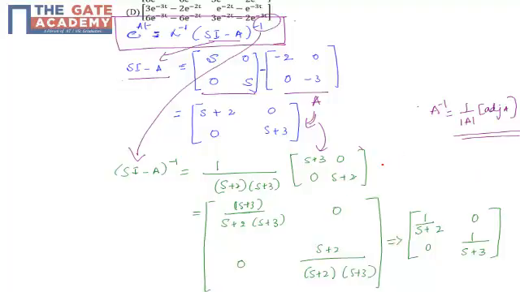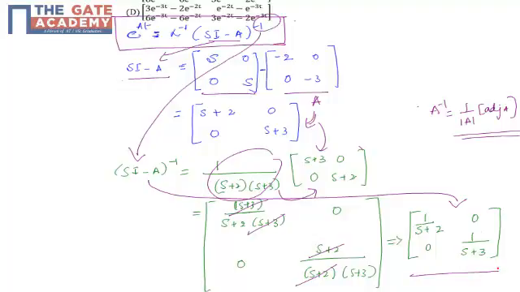For the further simplification, when you multiply this term with this term, s plus 3 will be cancelled and s plus 2 will be cancelled, and we'll obtain 1 by s plus 2 and 1 by s plus 3, and the rest of the terms are 0. And now we have obtained (sI minus A) inverse, that is this matrix.